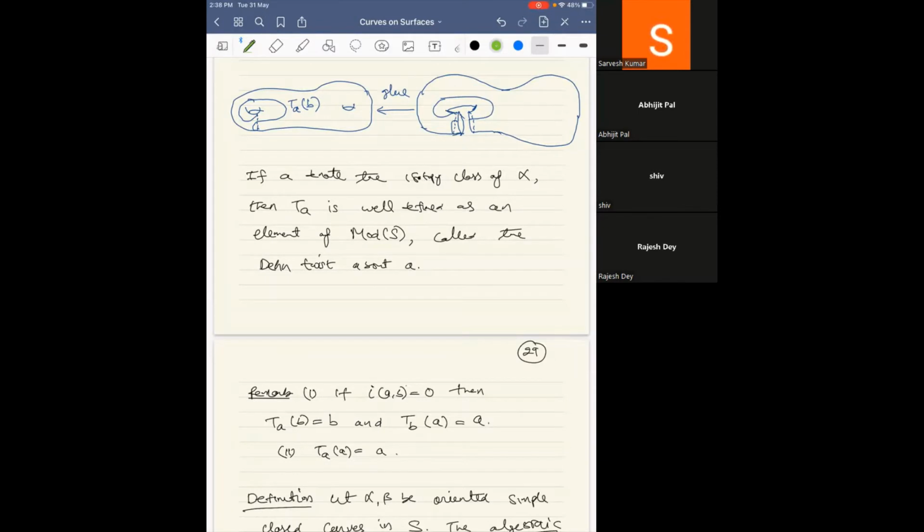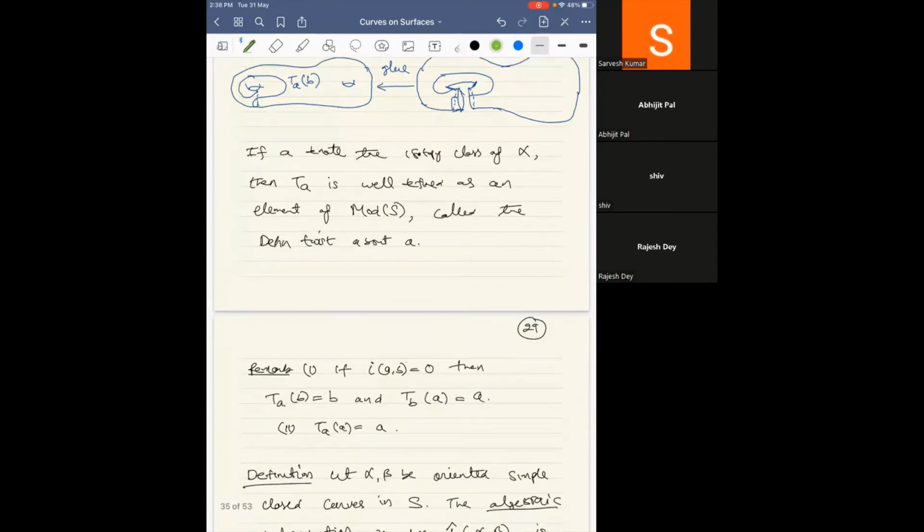So in order for the action to be non-trivial, there must be some intersection of these curves. So non-trivial intersection, without bigons. Okay. So some intersection should be there. Only then will you get some non-trivial action. And of course, this T_A on A is just A.